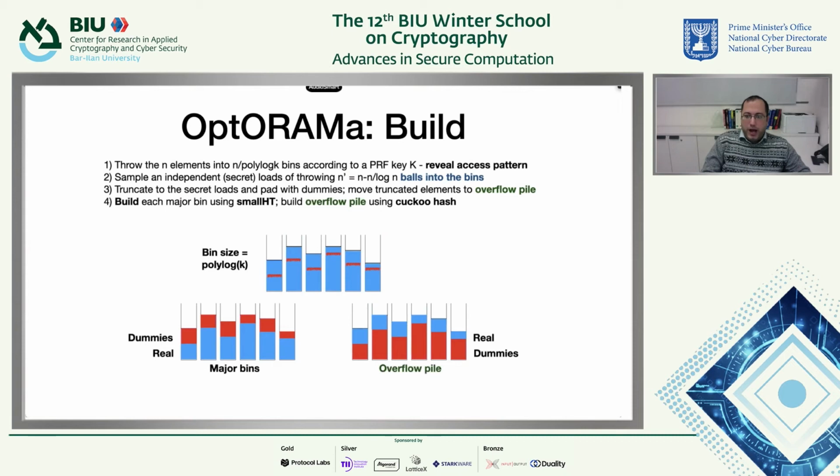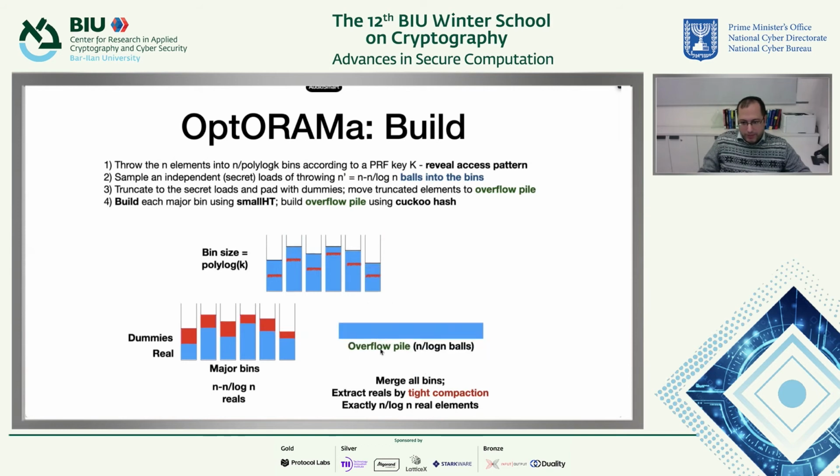Now overall, this I'm going to call the overflow pile. These are the major bins. In the major bins, according to the secret load, I'm going to have n minus n over log n real balls. And here, overall, I have only n over log n real balls in this entire structure. So what I can do now is write tight compaction again on this one, remove all the dummies, and get an overflow pile which contains exactly n over log n elements. On this one, I can now build a structure, a hash table, using Oblivious sort.